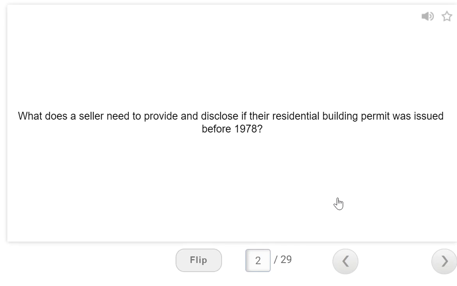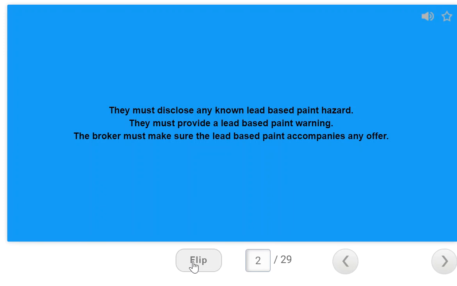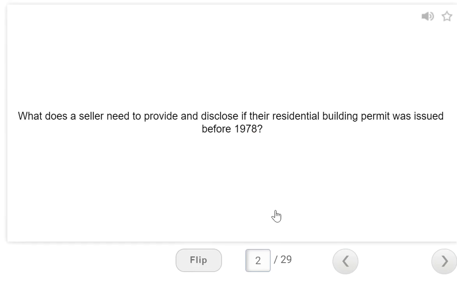Next is a question: what does a seller need to provide and disclose if their residential building permit was issued before 1978? So they must disclose any known lead-based paint hazard. They must provide a lead-based paint warning. The broker must make sure the lead-based paint warning accompanies any offer. Those are the three things that need to be disclosed if the house is built before 1978. That's when they realized that paint was made with lead.